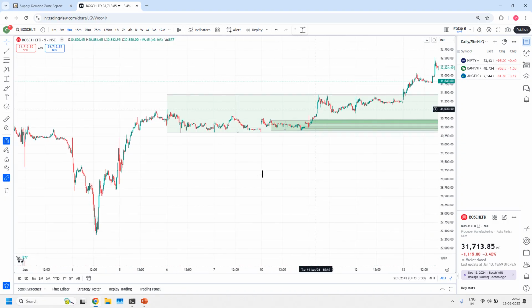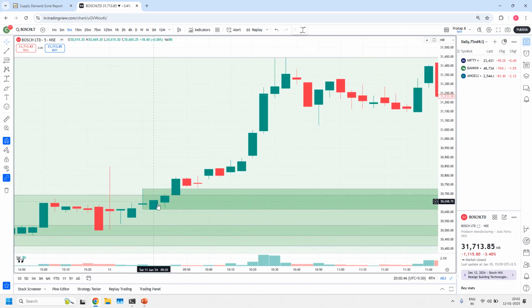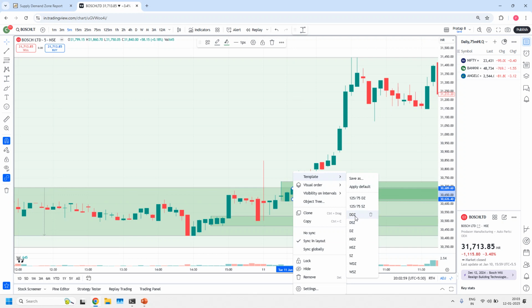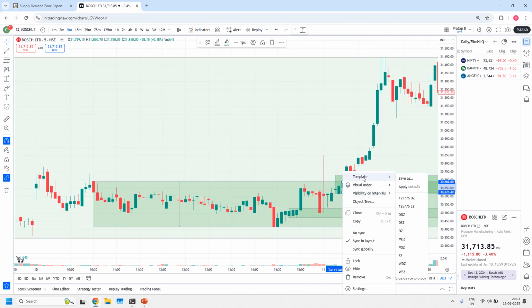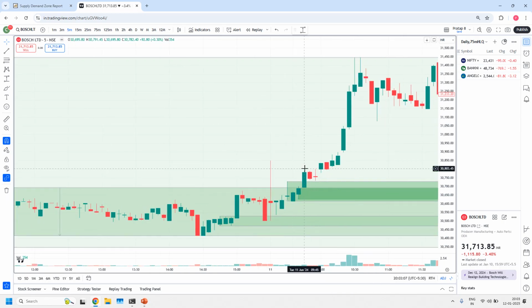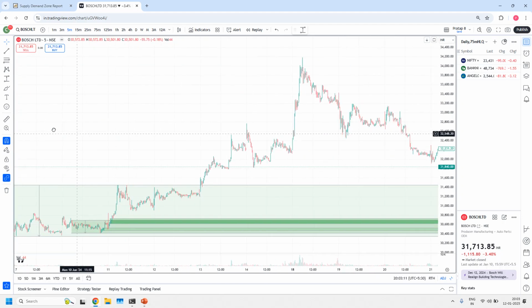Okay, here you have rally, base, rally. Exactly within this 75 minutes area and 15 minutes area, the fine-tuned zone is there. Okay. Sorry, the color is dark color. Yeah. See, rally, base, rally. It's a fresh zone, not tested.